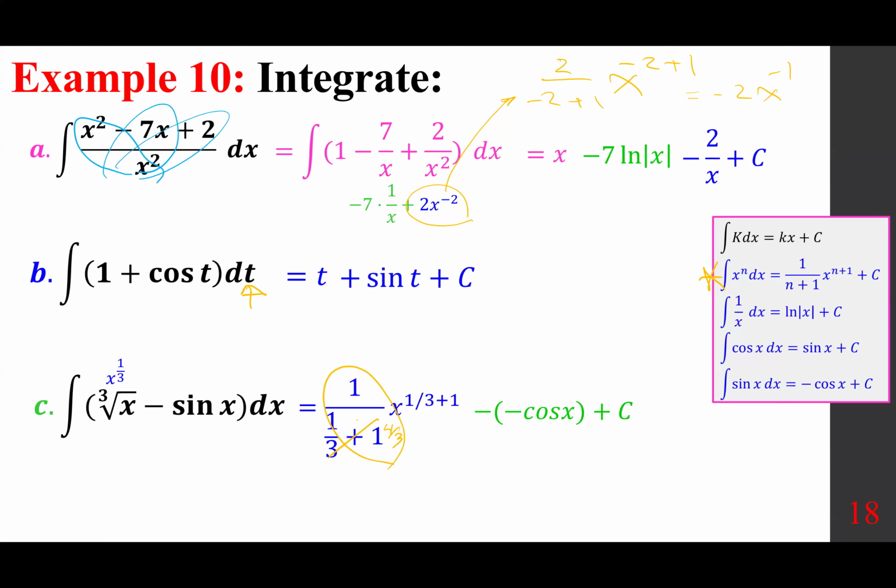The reciprocal of 4/3, that means reciprocal 3/4. And this is x to the power of 4/3, which is cube root of x to the power 4. I'm assuming nobody has any problem with the algebra. So going from here to here, there should be no problem.